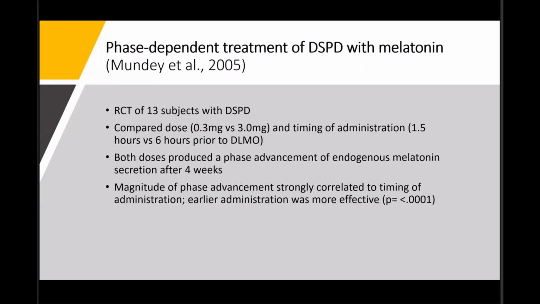So this was a randomized controlled trial of 13 kids with delayed sleep phase disorder. They compared a 0.3 milligram dose with a 3 milligram dose, and they compared timing at 1.5 hours versus 6 hours prior to dim light melatonin onset. Both doses produced phase advancement, so earlier sleep onset, after 4 weeks of use. The magnitude of that advancement was more strongly correlated to the timing of administration, with earlier administration being more effective. And then the dosing didn't actually affect the magnitude. You got the same response. It just mattered when you gave it.